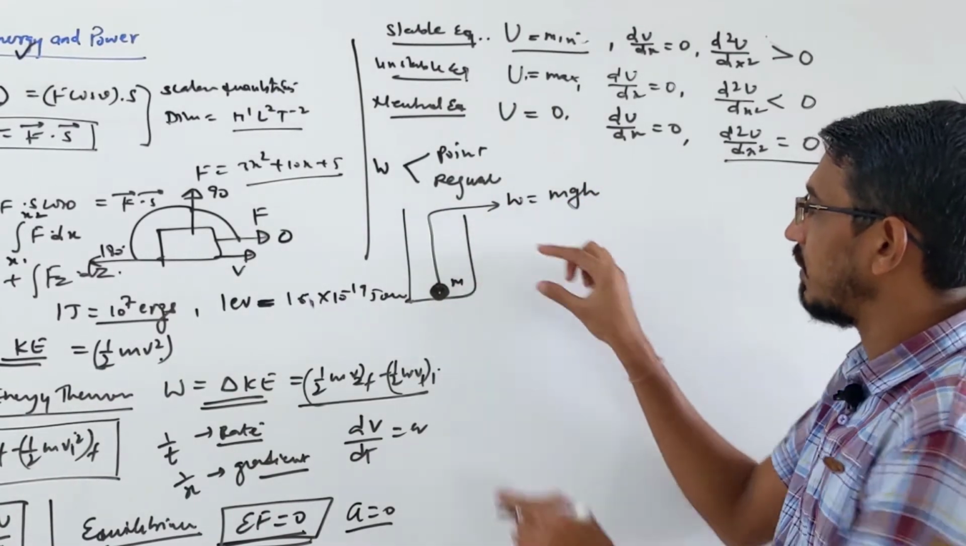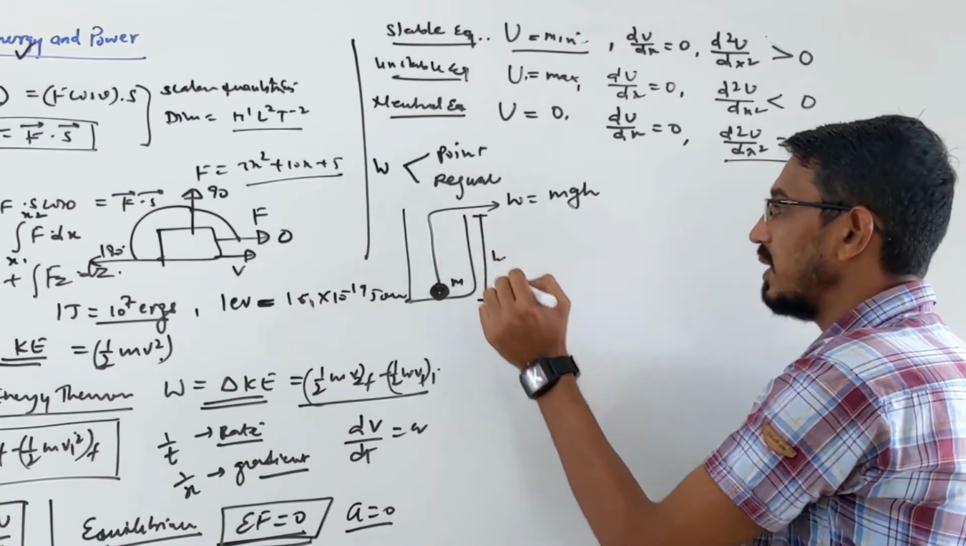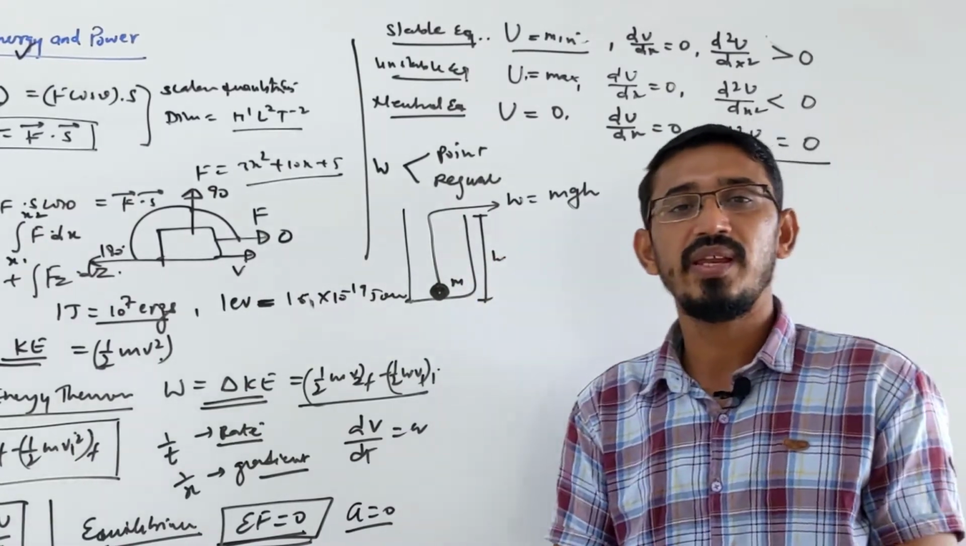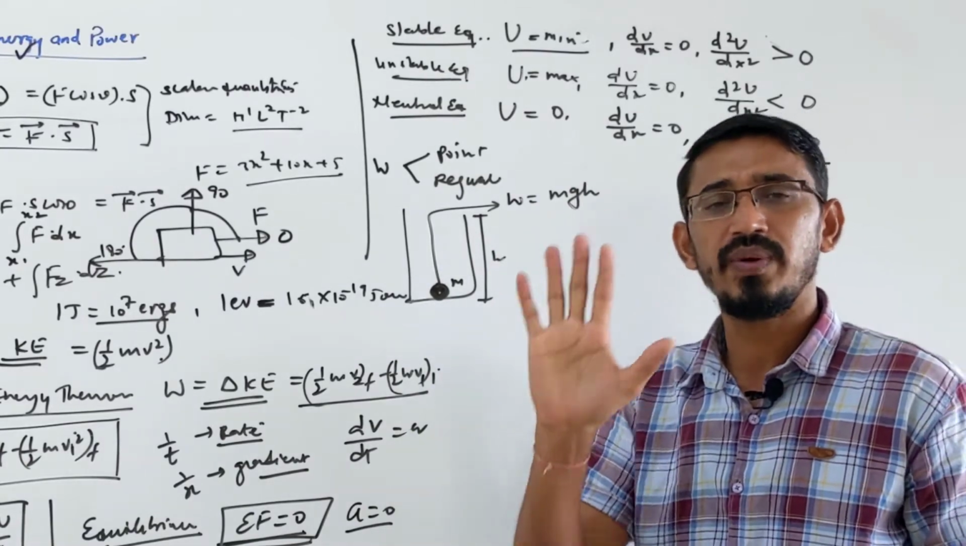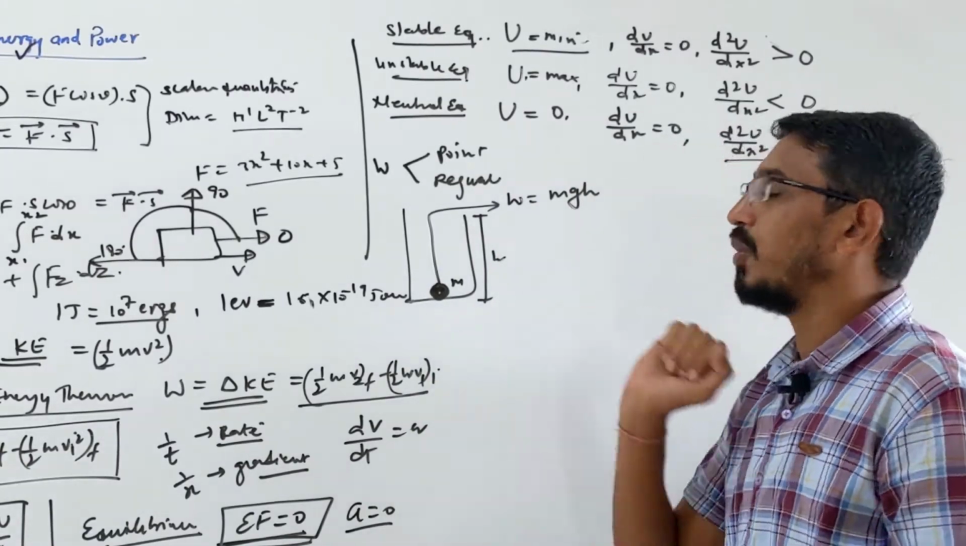The depth of this well is h. So the initial energy is mgh, and the final is 0, because you are taking it out at this point. So the change also becomes mgh only, right? That's simply your work done. This is called a point mass.